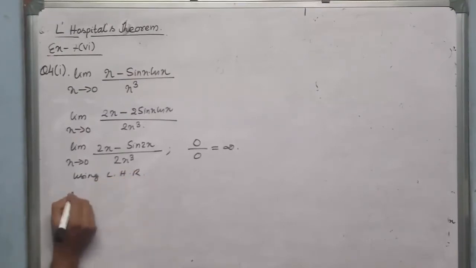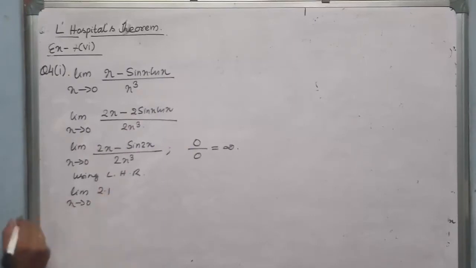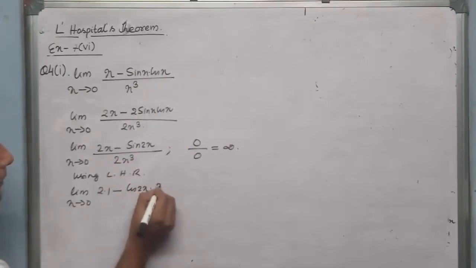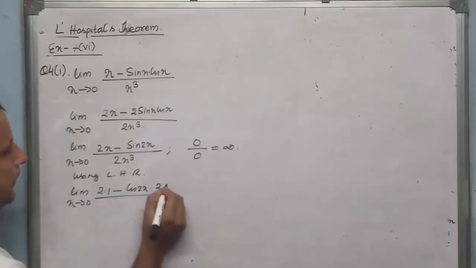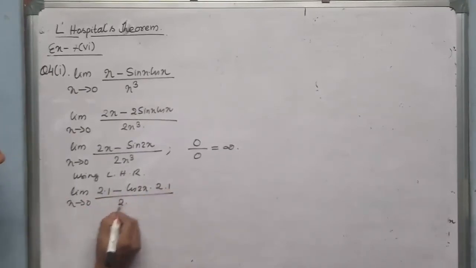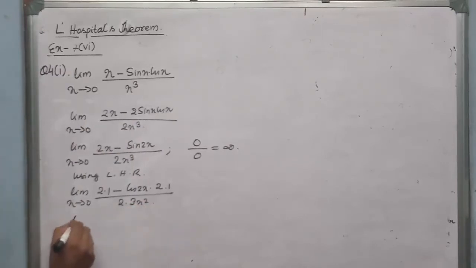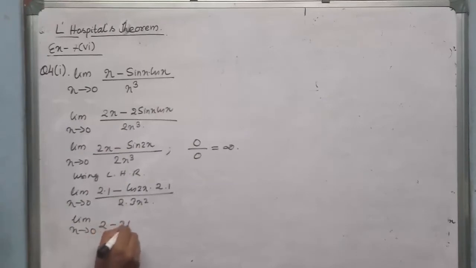L'Hospital's rule, limit x tends to 0. Derivative of 2x is 2, derivative of x is 1. Minus derivative of sine 2x is cos 2x into 2. Derivative of x is 1 only. 2 into derivative of x cube is 3x squared. Now after simplification we'll get limit x tends to 0, 2 minus 2 cos 2x over 6x squared.